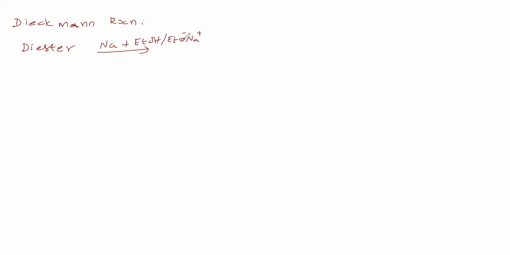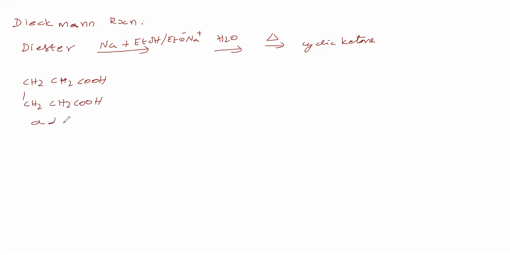You take either one. Then it is taken for hydrolysis, and on heating it gives a cyclic ketone. We'll take one example: CH2 COOH, then CH2 COOH. It is called a dicarboxylic acid. This dicarboxylic acid is called adipic acid.